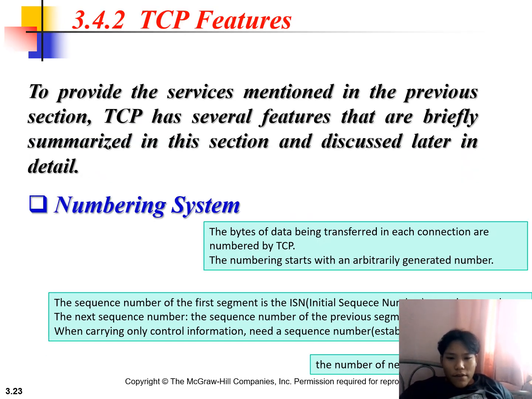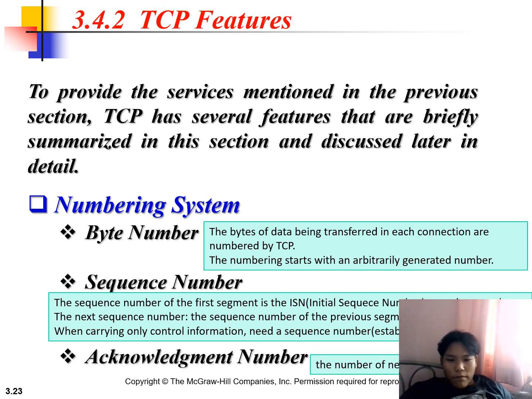TCP feature: numbering system. Byte number: the bytes of data being transferred in each connection are numbered by TCP. The numbering starts with an arbitrarily generated number. Sequence number: the sequence number of the first segment is the ISN. The next sequence number is the sequence number of the previous segment plus the number of bytes carried by the previous segment.